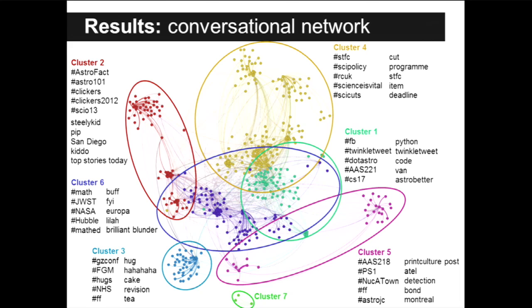But then you also have clusters like this one here, where you have very private things. So it says hug, ha ha ha, cake, tea. So it's not only scientific communication. This cluster right here, I was wondering what SteelyKid and Pip was. I read that it's an astrophysics professor somewhere who blogs about his children, and he names them SteelyKid and Pip. So there is something more private going on there. So you do see different topics being discussed, and not everything is scientific communication.